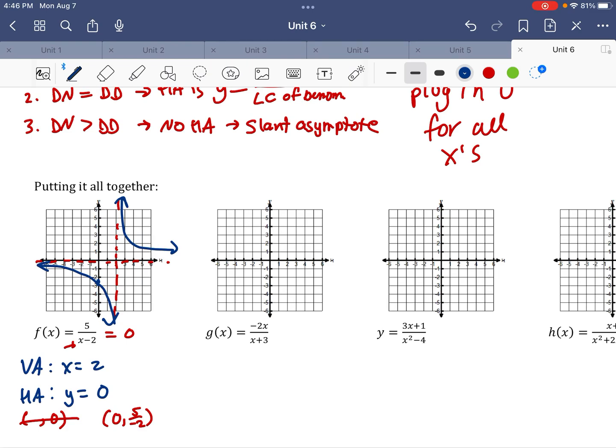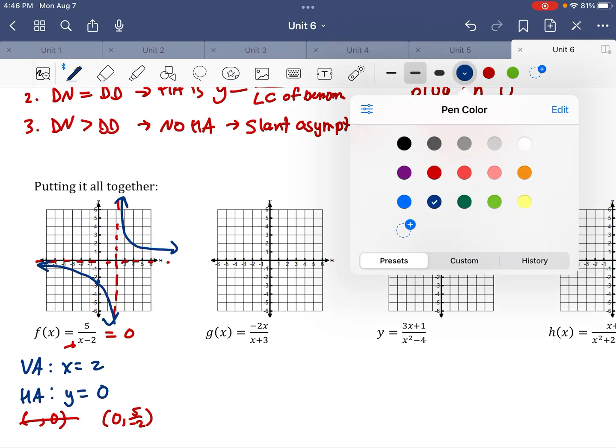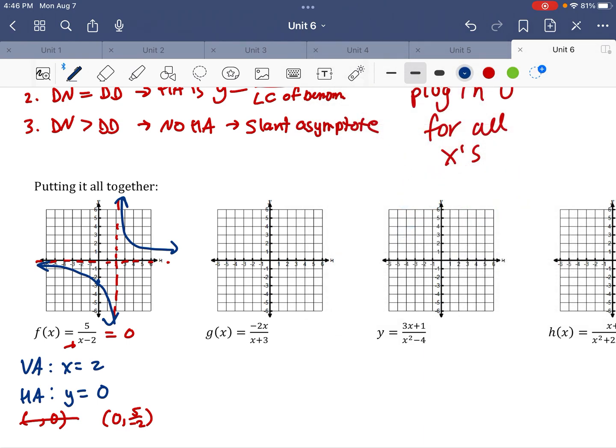All right, so let's talk about this next one. What makes the denominator equal 0? That's my vertical asymptote. So x can't be negative 3. That's also my domain. So x equals negative 3 is my vertical asymptote. My horizontal asymptote, my numerator and denominator have the same degree, x to the first in both. So I take the leading coefficient, negative 2, over the leading coefficient of 1. So y equals negative 2. All right, so let's draw those on there. x equals negative 3.